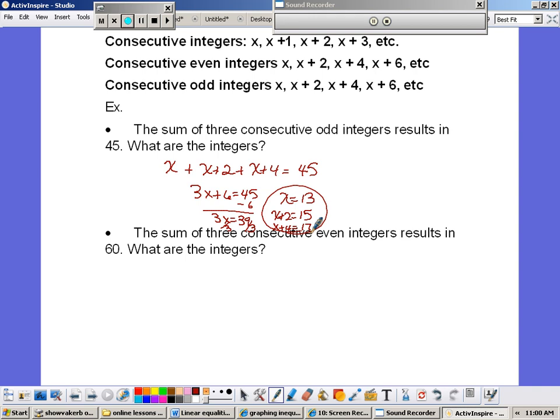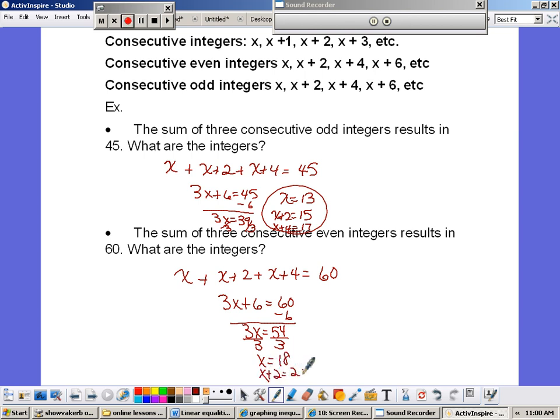The sum of 3 consecutive even integers results in 60. What are the integers? Well, we're going to use the same formula, x, x plus 2, and x plus 4, because even and odd consecutive integers have the same formula, equals 60. I'm going to get 3x plus 6 when I combine, equals 60. Subtract my 6. 3x equals 54. Divide by 3. X is 18. So if the first one is 18, the second one is 20, and then the third one would be 22. The difference is these were odd integers, these are even consecutive integers.